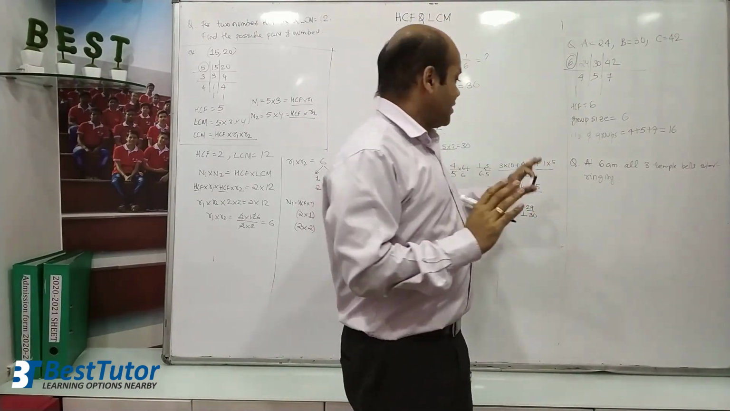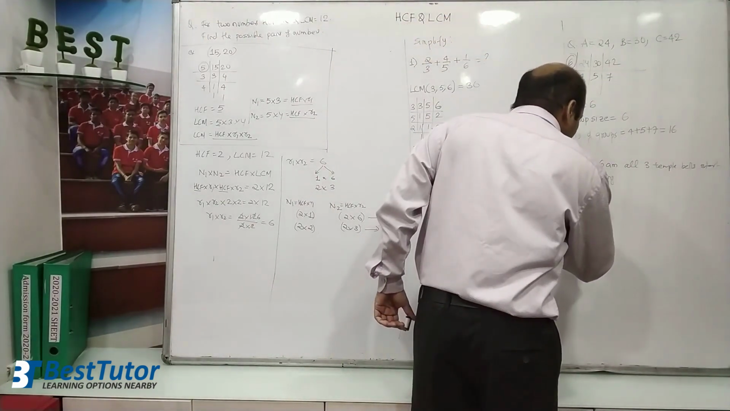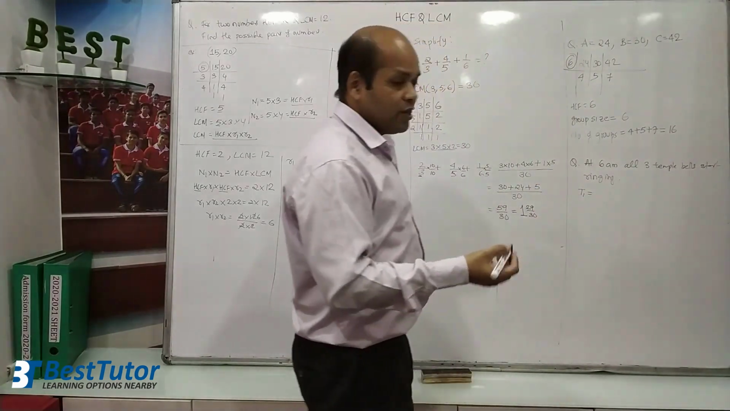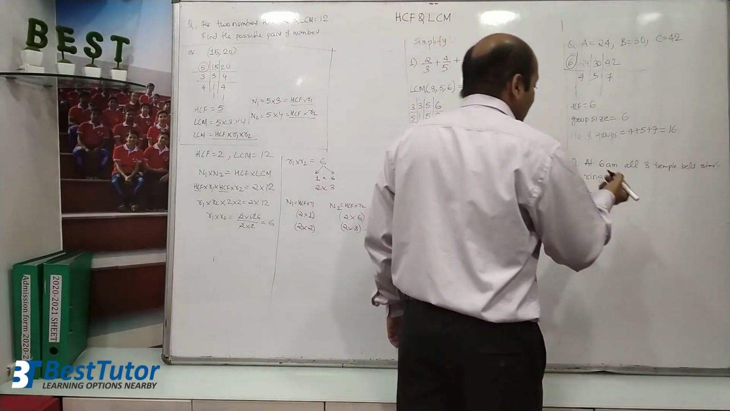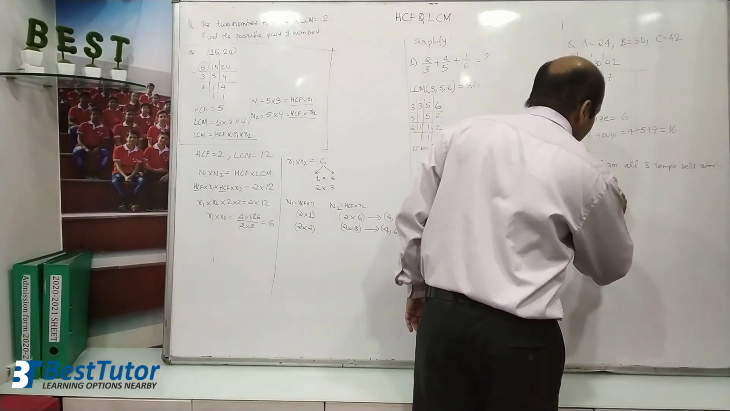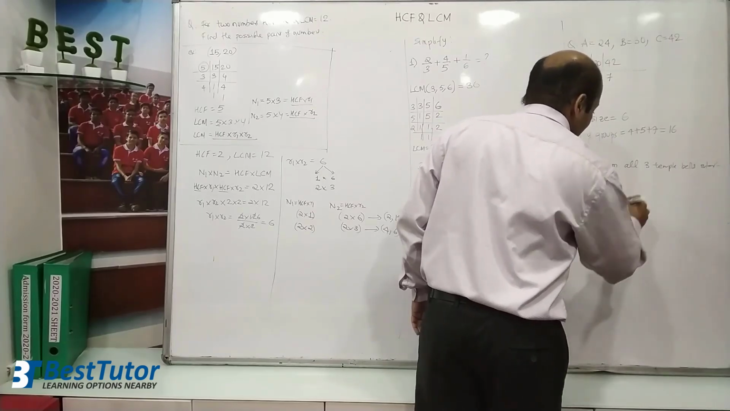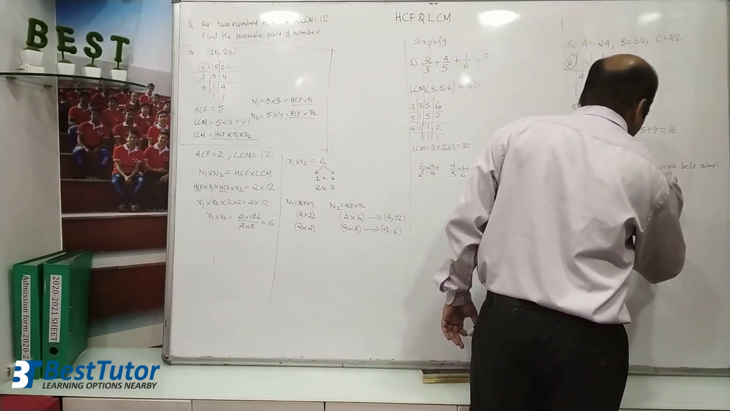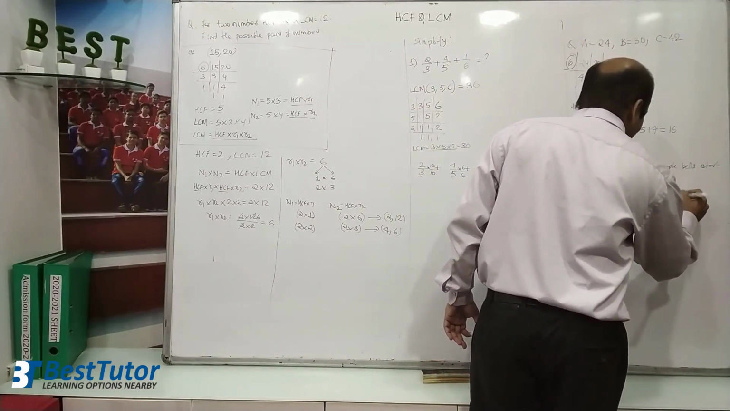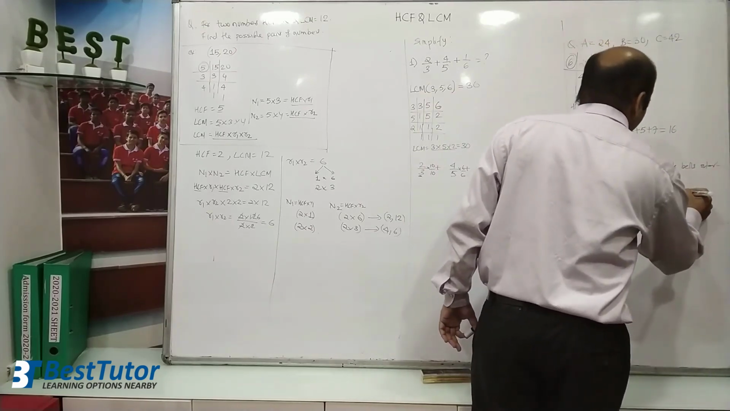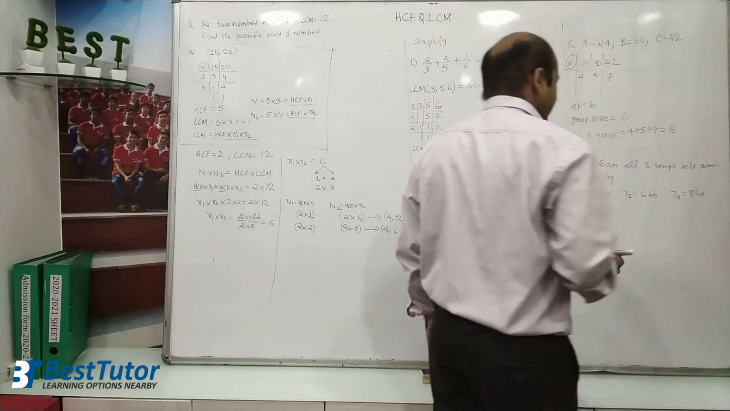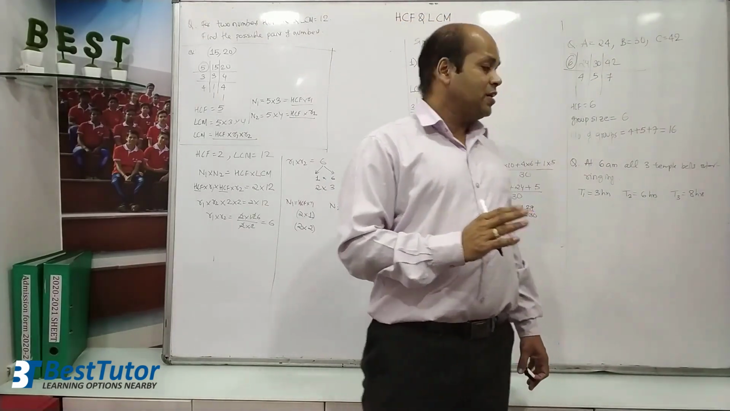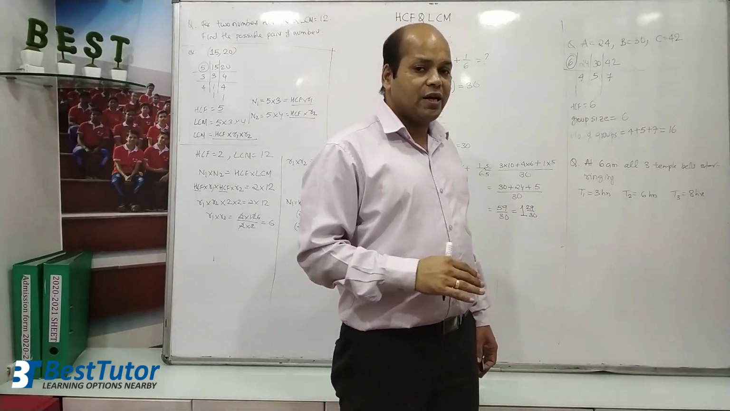Okay? Now the question is, in temple 1, prayers or puja take place after every 3 hours. In temple 2, prayers take place after every 6 hours. And in temple 3, the prayer takes place after every 8 hours. In the first temple, after every 3 hours. Second temple, after every 6 hours. And temple 3, after 8 hours.